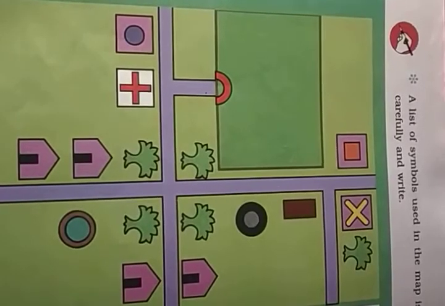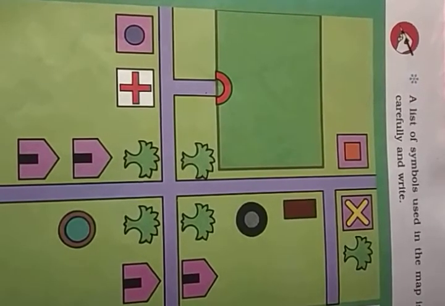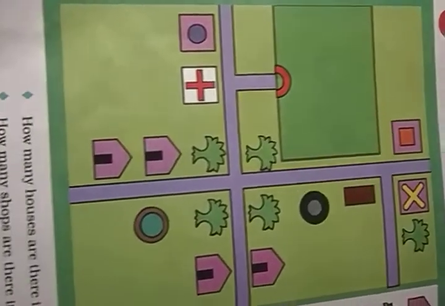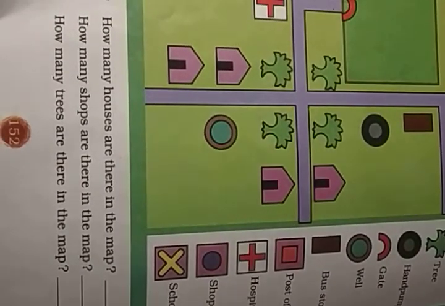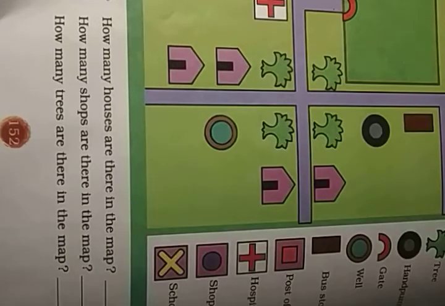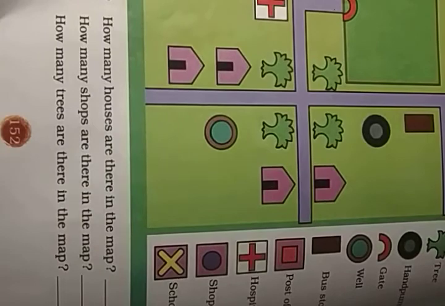Again, on the next page, it says a list of symbols used in the map is given here. Look carefully and write. And what do they want us to write? They just want us to answer the questions at the bottom. How many houses are there in the map? How many shops are there? How many trees are there? This one is super duper easy, so I'm not going to need it in the textbook. You can write it here.